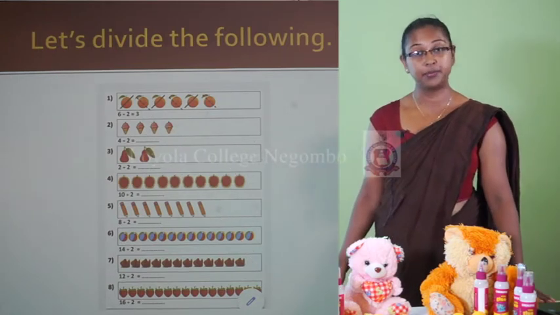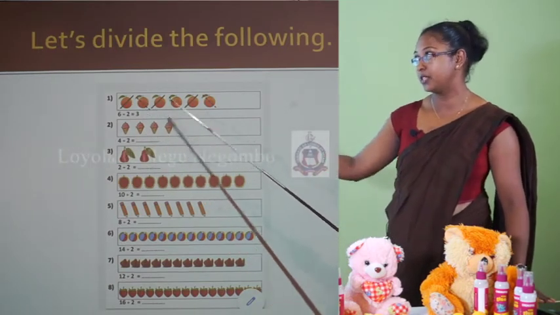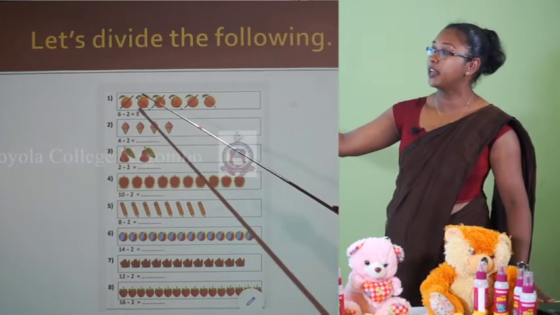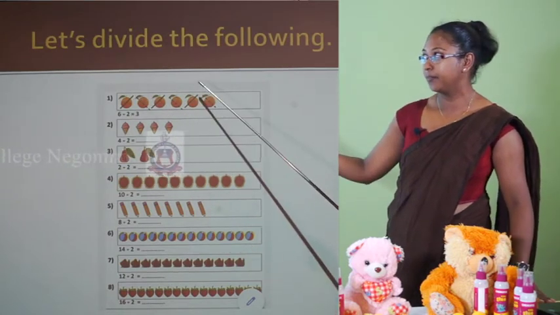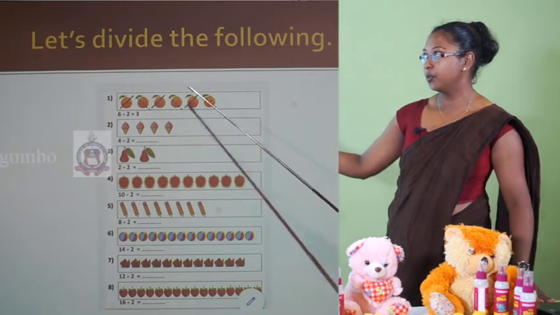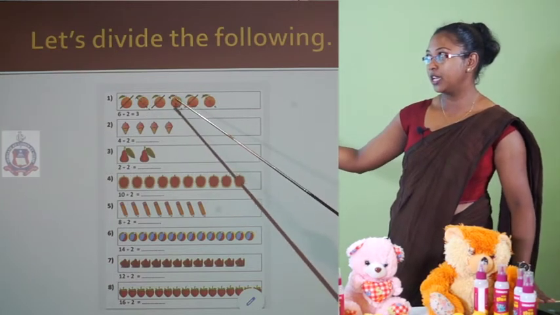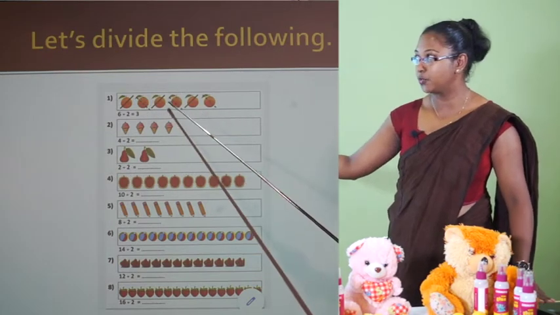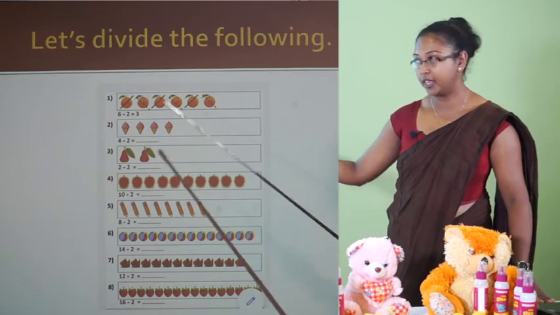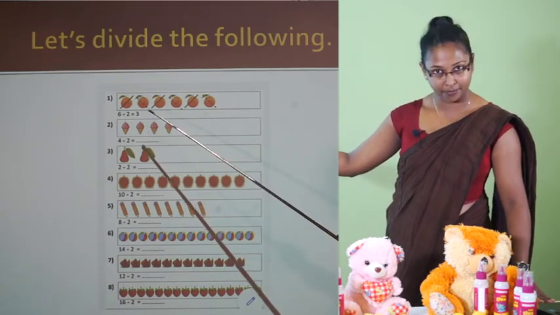How we got the answer, Putte? Here when you have some pictures like this, you can cut out them like this. 1, 1, 2, 2, 3, 3. So each one gets 3. Then the answer is 3.